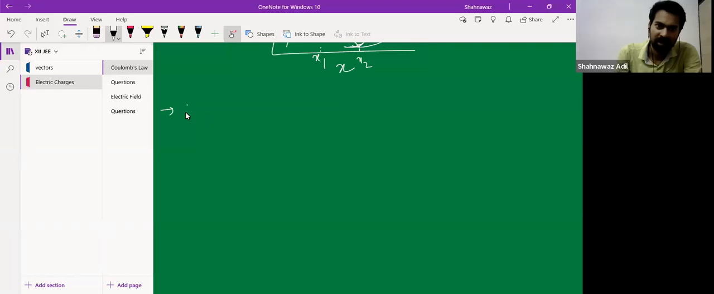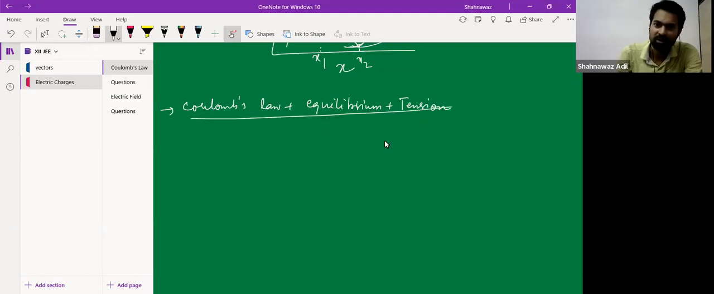So I did the combination of Coulomb's law plus equilibrium, and then the tension part. And we tried all sorts of questions. Okay. Now, this thing is then added with some points, right?